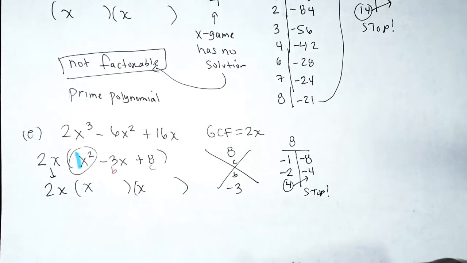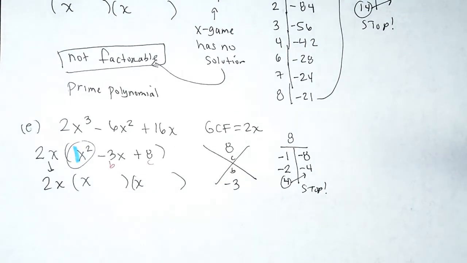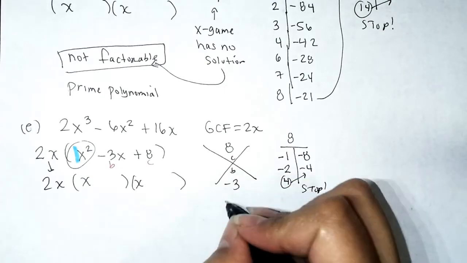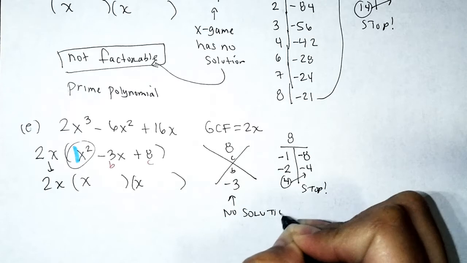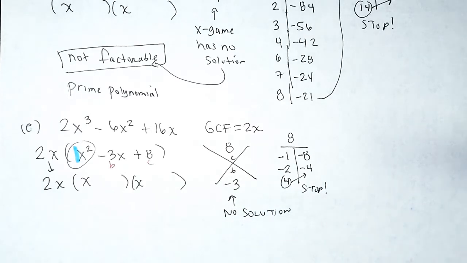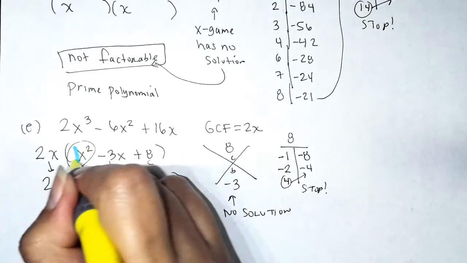Okay, so what's the moral of this story? The X game has no solution. So I'm going to put a little love note: X game has no solution. Since the X game has no solution, that means that we cannot factor the resulting trinomial.